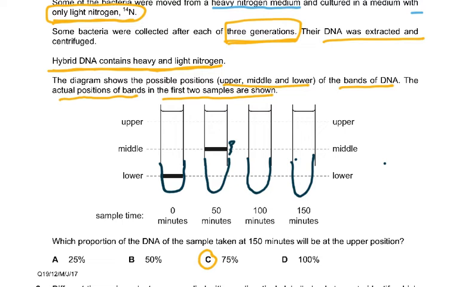Now it says, which proportion of the DNA of the sample taken at 150 minutes will be at the upper position? Which proportion of the DNA sample? Okay, now let me explain this to you.